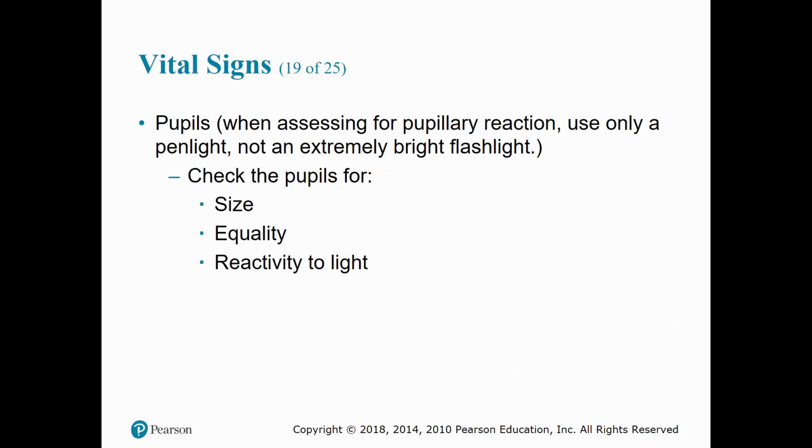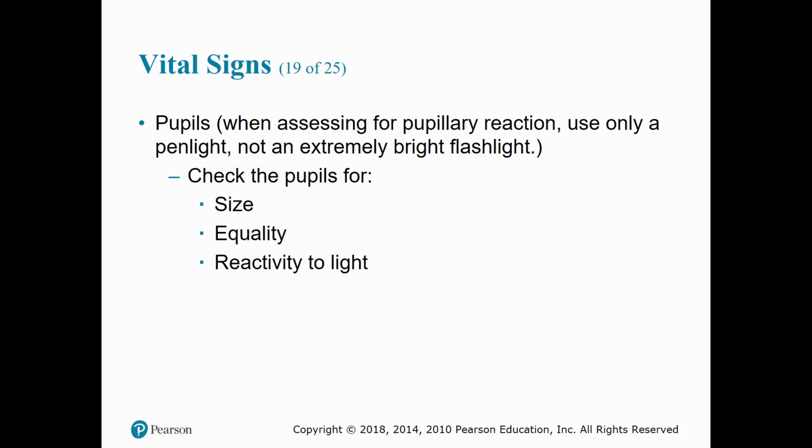Pupils, when assessing these, you want to not only determine the reaction of the pupils, but also the size, equality, and reactivity. Make sure that you're using a pen light and not an extremely bright flashlight due to the risk of causing damage to the eyes. You want to assess the eyes. Are they dilated? This could indicate the use of certain drugs, including amphetamines, atropine, and cocaine.